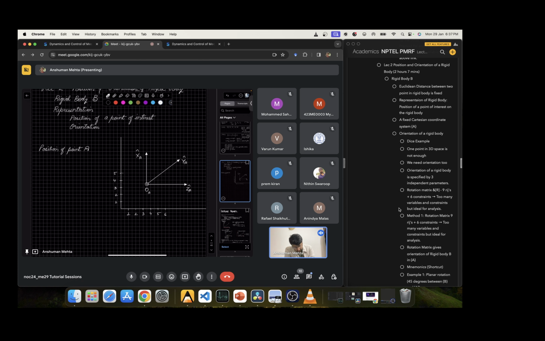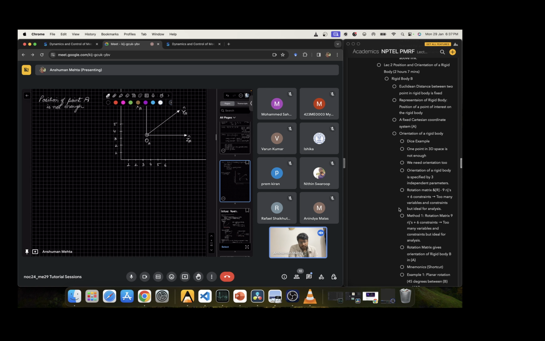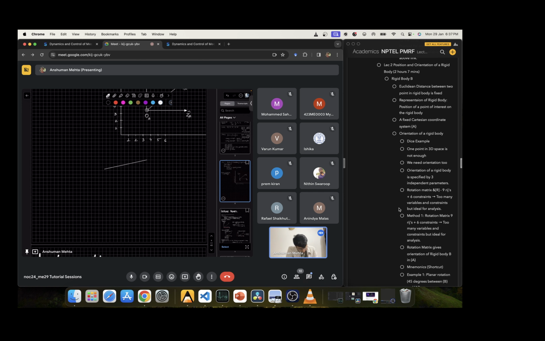So position of point A is not enough. We need something called orientation. Okay. Now a best example can be a dice. All right. Now if somewhere in space there is a dice and you wanted to see where this dice is, you can know its position. Let me make the dice for you.